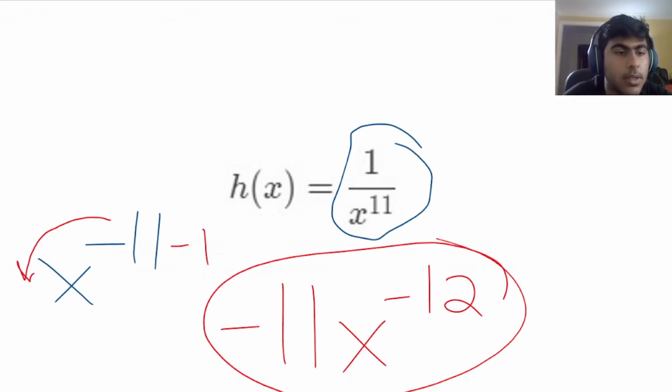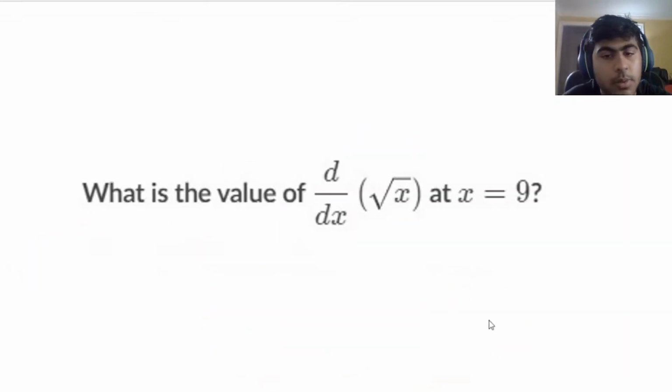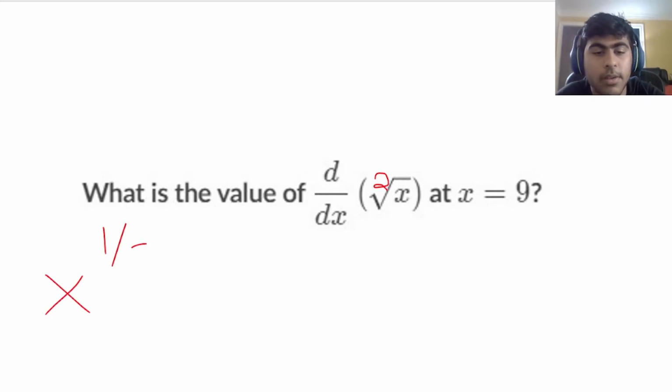Right? Let's go to another one. Again, it's not about figuring out the derivative. It's about manipulating the equation. The square root of x, right? Imagine we put a 2 right there. So it's going to be x to the 1/2.